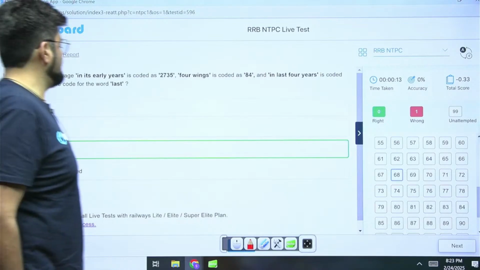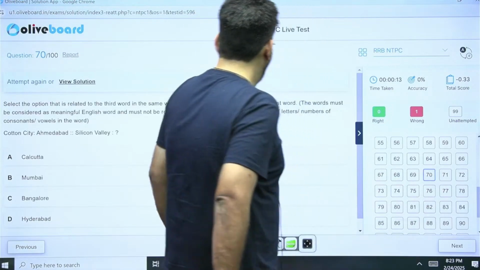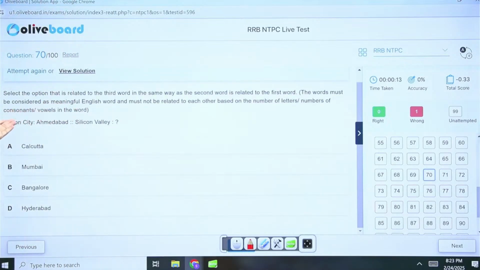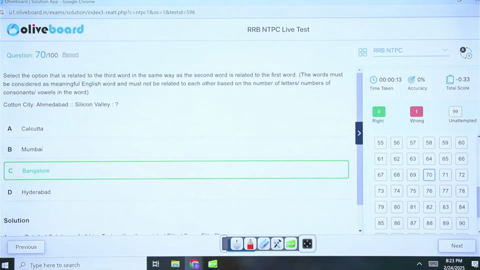Okay, next, question number 70. Cotton City is Ahmedabad. What is the Silicon Valley of India? It is Bangalore. Option C is the right answer. Bengaluru.